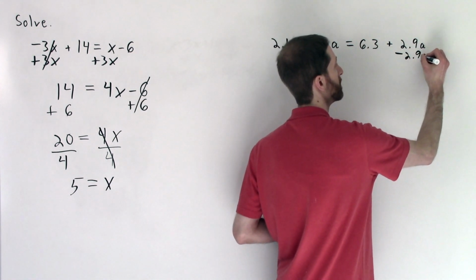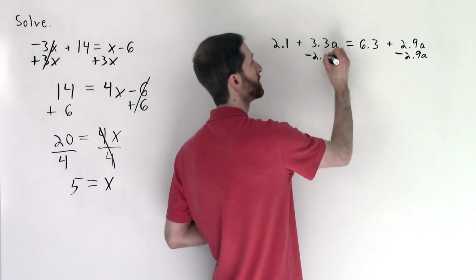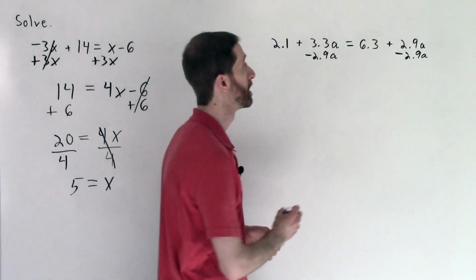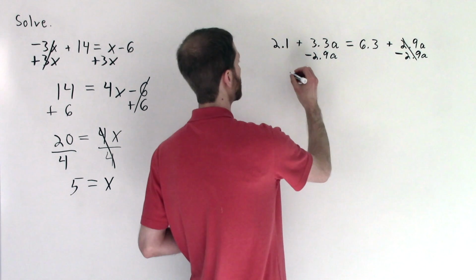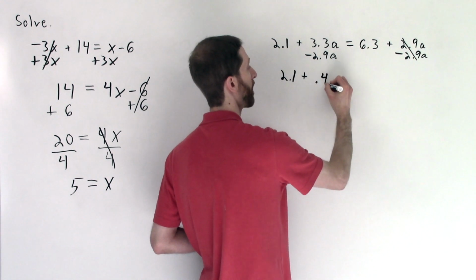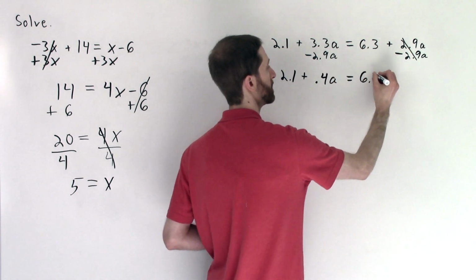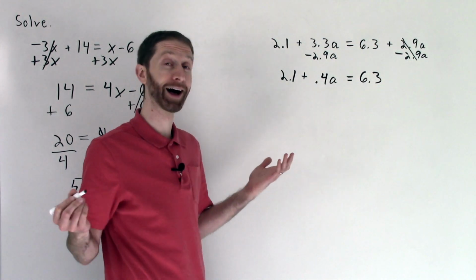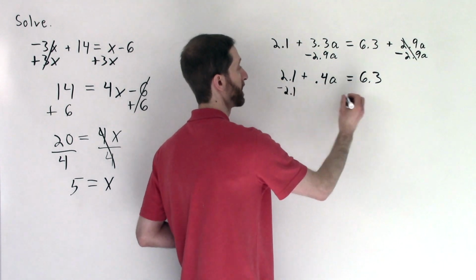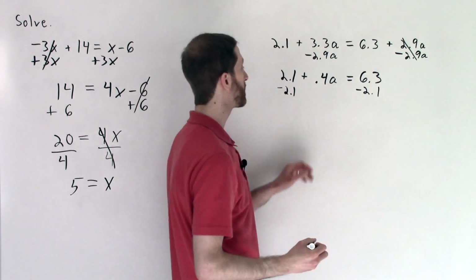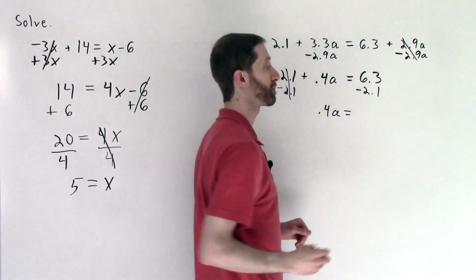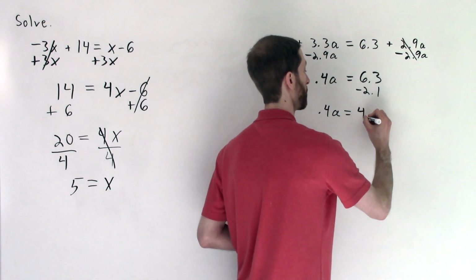Again, the goal is to join the variables together so that I get into a position where I can have a two-step equation, or a simpler equation to undo the order of operations. The 2.9a's cancel out. We do a little bit of math here. We're going to get 2.1 plus 3.3 minus 2.9 is 0.4a. A little bit of decimal action is equal to 6.3. We get a two-step equation. To undo plus 2.1, we subtract 2.1 from both sides. The 2.1's cancel out, leaving us with 0.4a is equal to 6.3 minus 2.1 is 4.2.